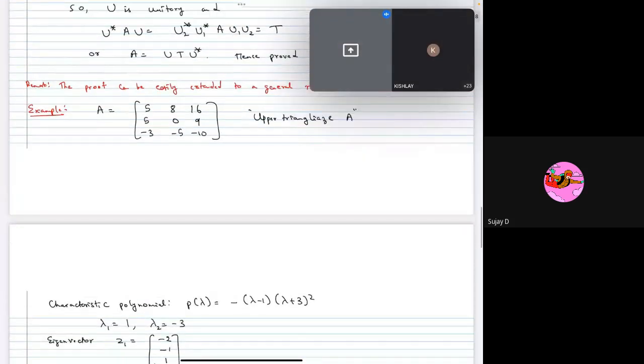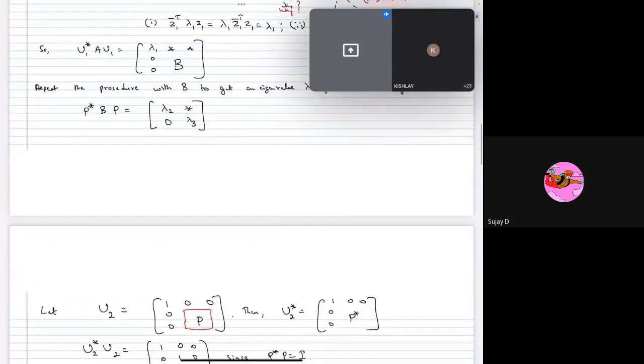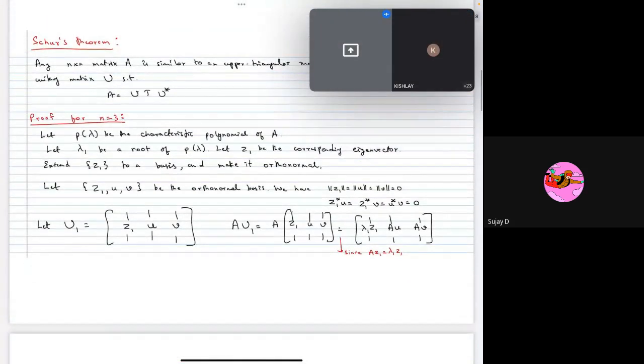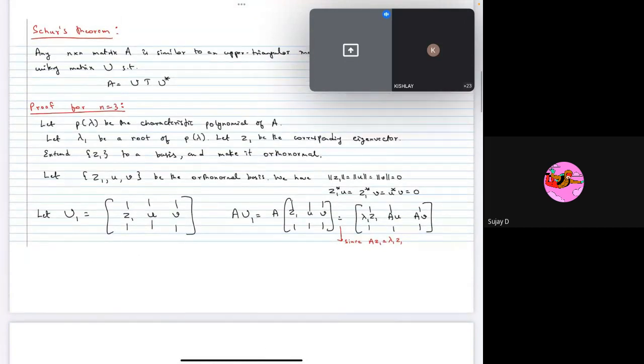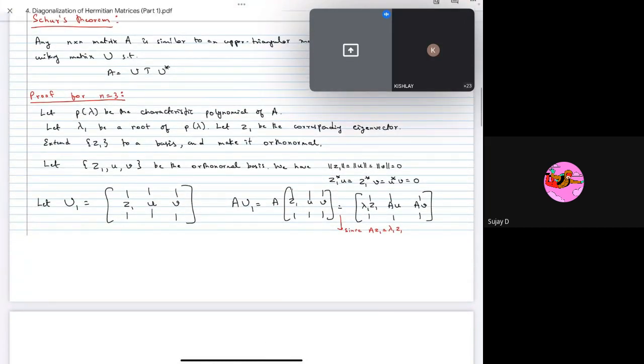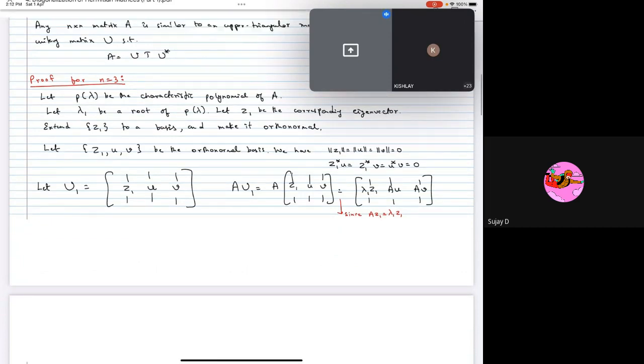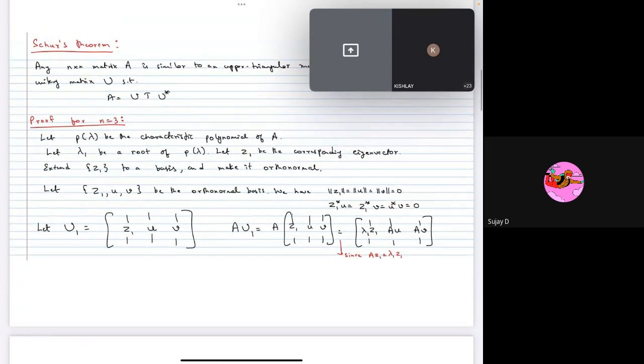Take this example. The proof, whatever is done, is the example. It's like I've taken a simpler case even in the proof. Imagine, let's start with the eigenvalues of A. You take one of the eigenvalues and take its corresponding eigenvector. Is the first statement clear? And then I can extend it to a basis.